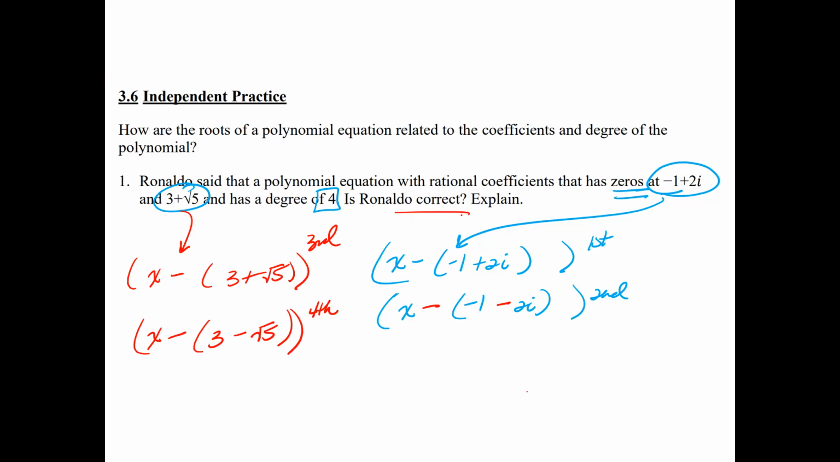So is he correct? He is absolutely correct, because according to the conjugate root theorem, with every 0 that you have, you also have the opposite conjugate root, so it doubles. So this one has 2, this one has 2, and so altogether there are 4.